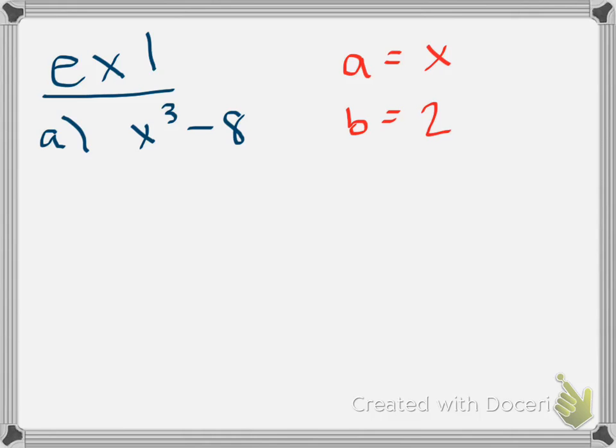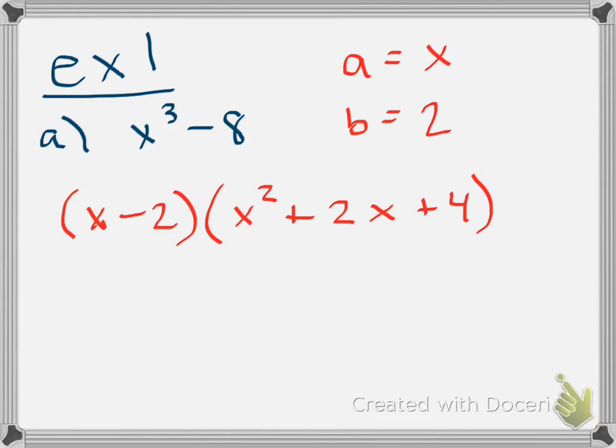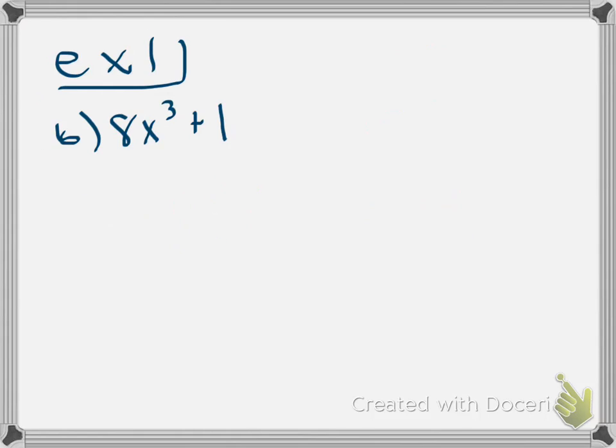Now I look at the formula. Since this is subtracting, I'm using the difference of cubes, and now it's just a matter of substituting in the values. So the formula says it's going to be a minus b, so x minus 2, times the trinomial of a squared, which will be x squared, plus a times b, which will be 2x, plus b squared. So 2 squared would be 4. Final answer.